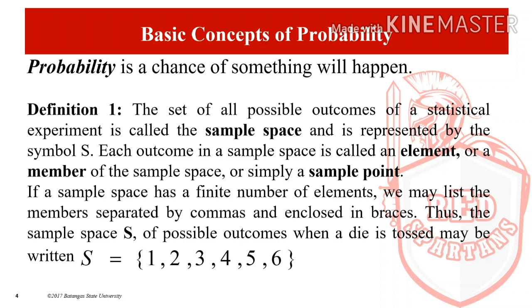So for example, we have a die. So ano bang magiging possible outcome natin pag nag-throw tayo ng die? So syempre, pwedeng maging outcome is 1, 2, 3, 4, 5, or 6. So wala na tayong 7 kasi yung die ay 1 to 6 lang. So ilalagay lang natin sa braces. So S is equal to open brace, then 1, 2, 3, 4, 5, 6, then close brace. So ganun yung ating pagkuha ng sample space.